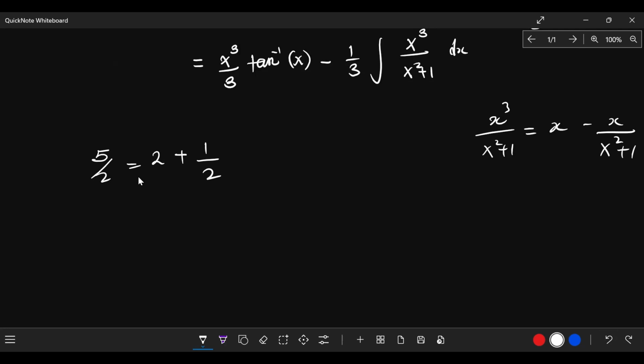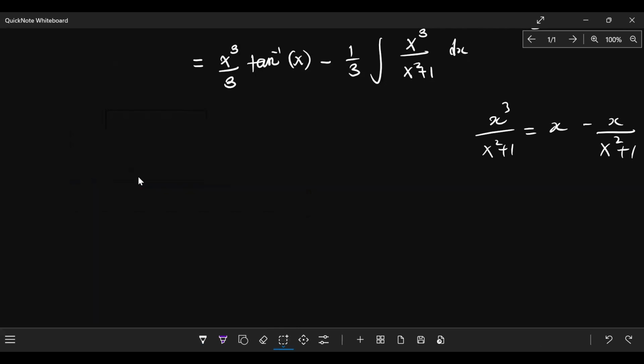So x squared plus 1 goes into x cubed x times. The remainder is negative x. We showed that this was negative x. Everyone has seen this, that was to give us negative x as a remainder, so this is a remainder here, and then over the same divisor. So let's now simplify this.